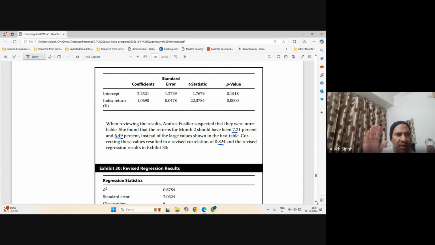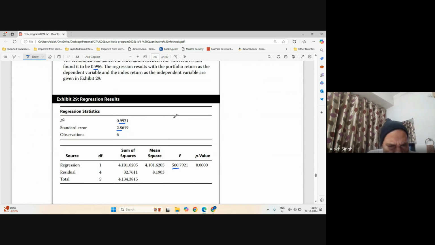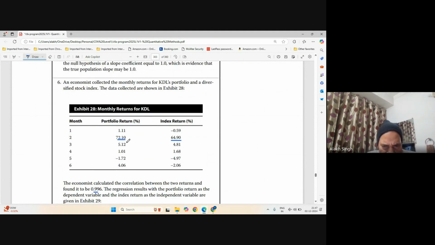So the outlier had increased the correlation because the outlier was much bigger. It tells us that the outliers increased the correlation to 0.996, and these two outliers, 72 and 64, weighted a lot. They are actually 15 times, and there are only 6 observations. Rather, it is 70 times, so they weighted a lot.